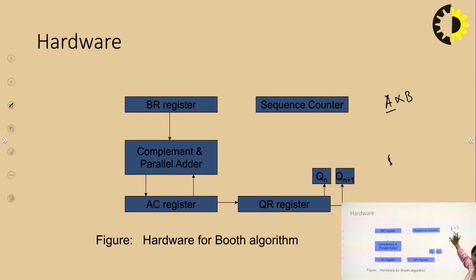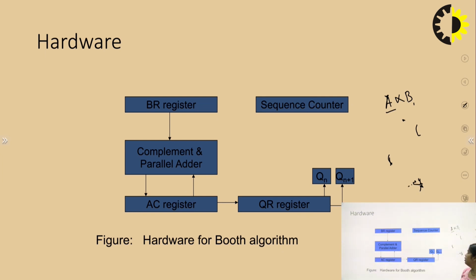So this A, we are going to call as BR. This is the BR register, and B is the QR register. So BR is the multiplicand, the first number for which you are going to find the product, and the second number is called the QR register. The second number is residing in the QR register. Next is the AC register. We take the AC register simply to store the result.